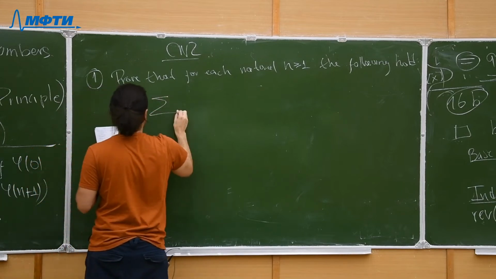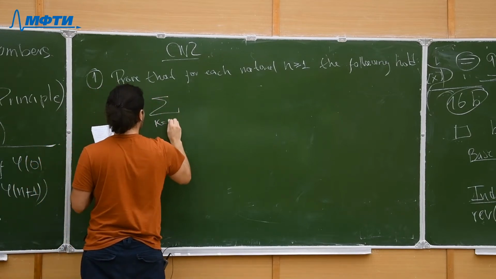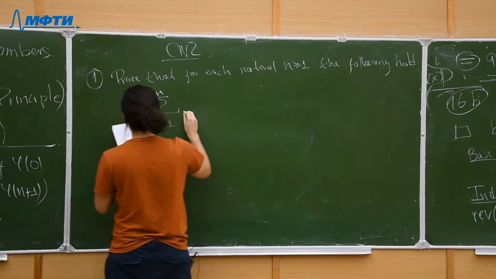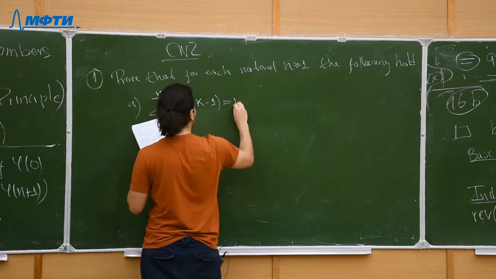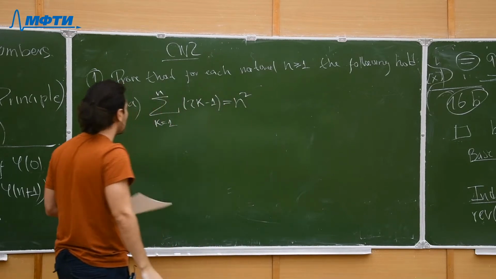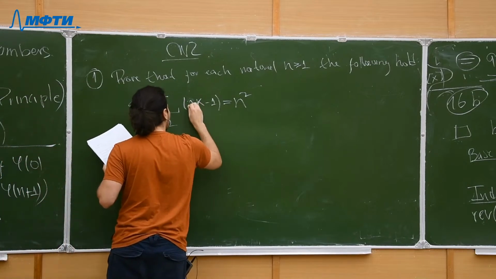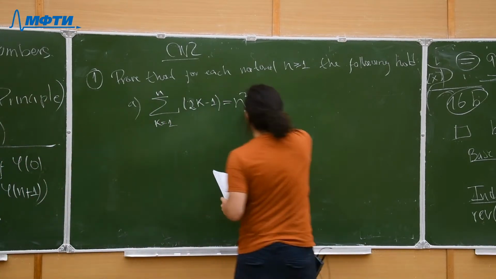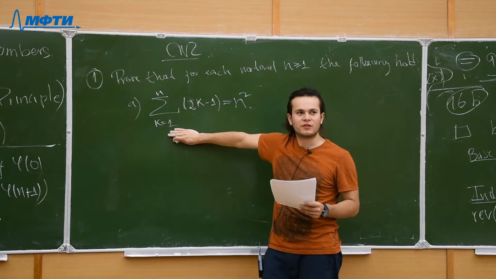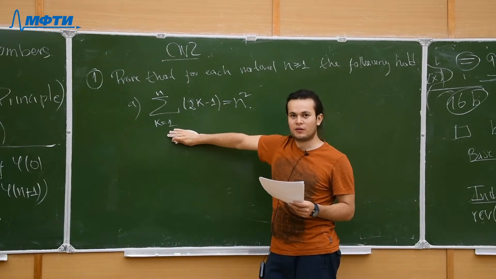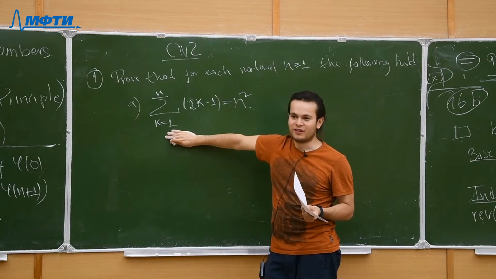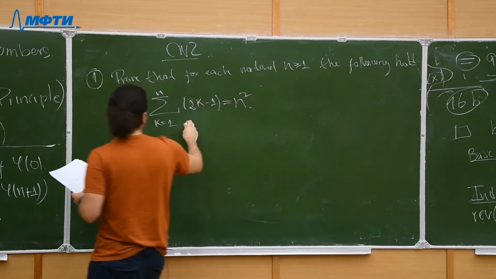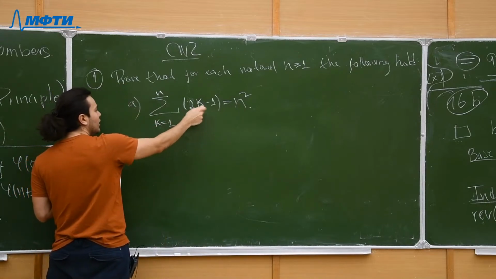The sum from k=1 to n of 2k minus 1 is equal to n squared. So we have to prove this. By the way, do you know what this notation means? Yes? No? I'm sure that not everyone knows. It means that we have to put the value of k in each of these cases.